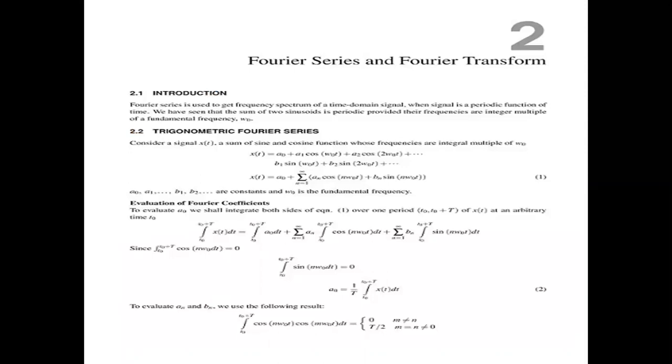We already discussed the Fourier series and the Fourier transformation. The Fourier series includes the trigonometric Fourier series, compact trigonometric Fourier series, and exponential Fourier series. In the exponential Fourier series, we have two formulas: the analysis equation and the synthesis equation. By using the analysis equation, we prove all the Fourier series properties.